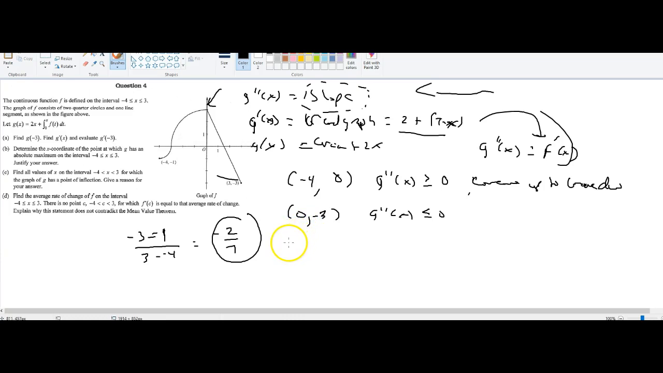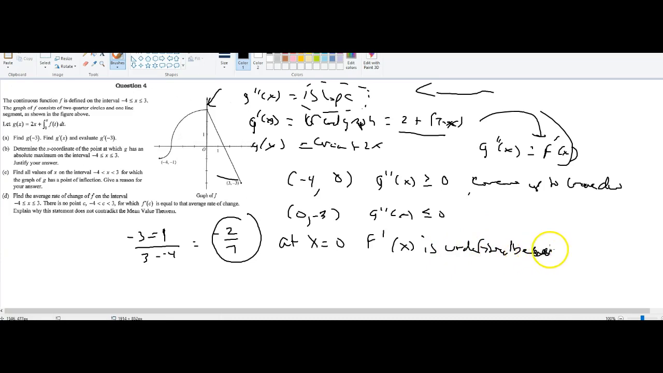Then it says, explain why there is no place where the derivative is -2/7, since the mean value theorem says you have to have that, right? We don't have it. Why don't we have it? Well, what are the restrictions on the mean value theorem? The restrictions on the mean value theorem are, it must be continuous. f of x is continuous. It must be differentiable. At x equals 0, f prime of x is undefined.